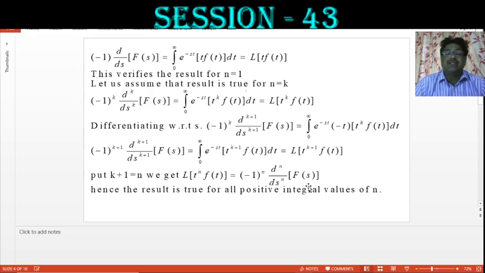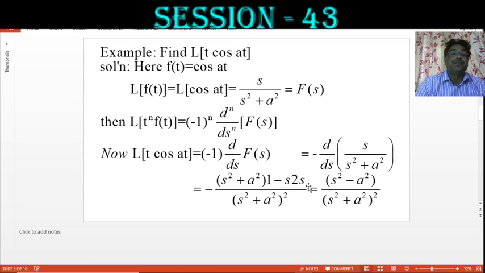That can be written as L of t to the power k plus 1 f of t. Now, by putting k plus 1 equal to n, we can get L of t to the power n f of t is equal to minus 1 raised to n d to the power n by ds to the power n of f of s. Now, that means the result is true for n equal to k plus 1. Hence, the result is true for all positive integral values of n.